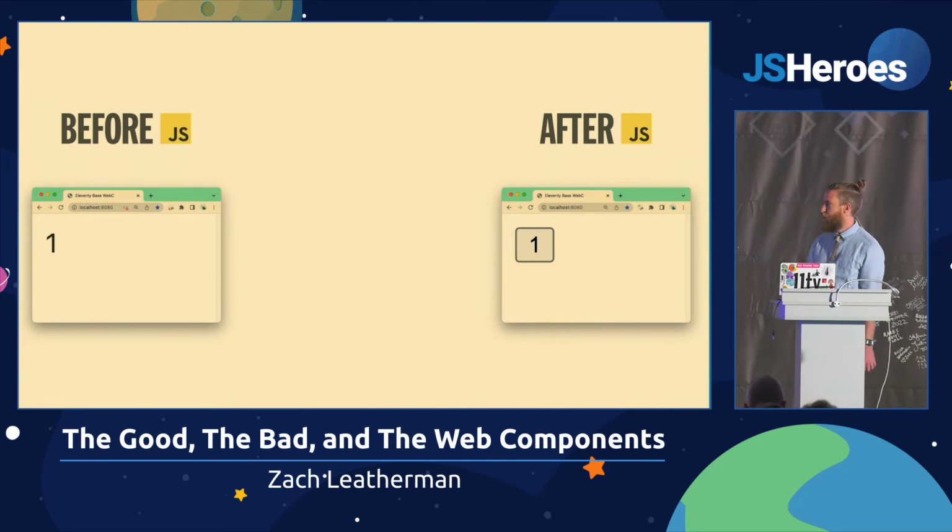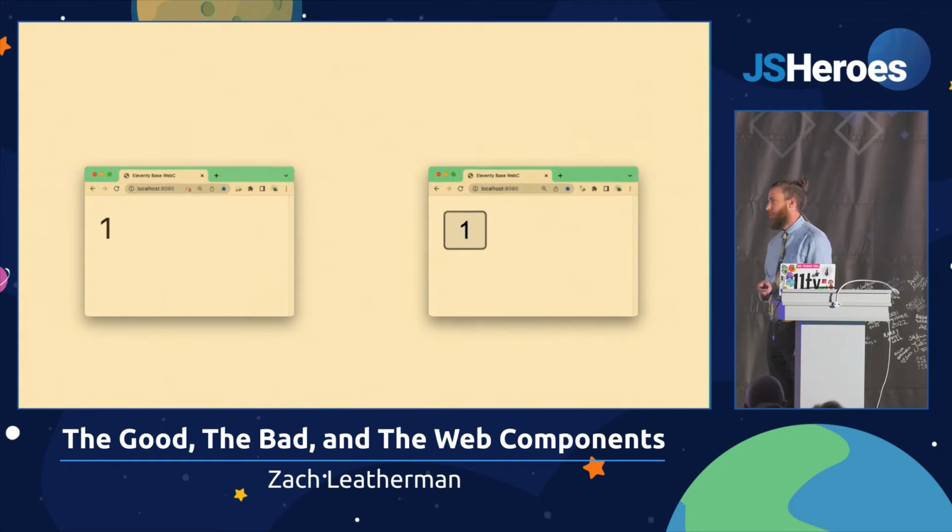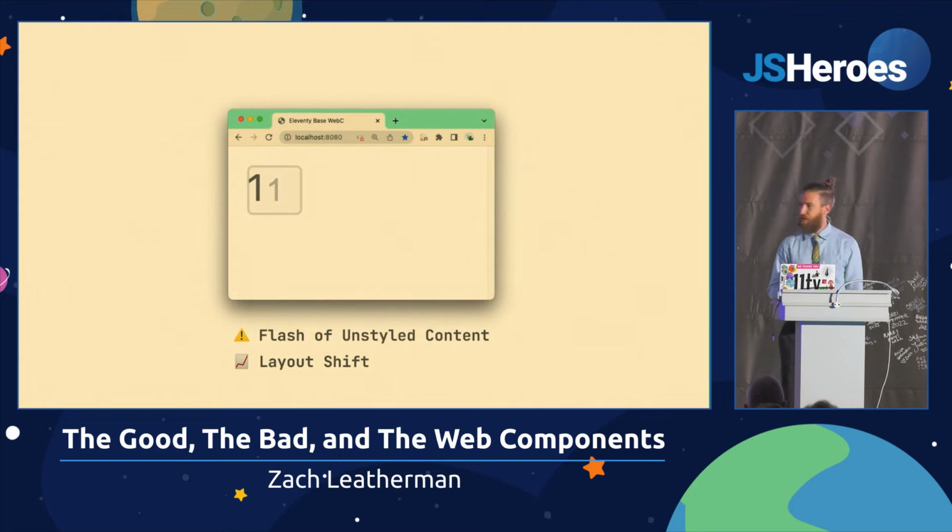Now going back to our before and after JavaScript examples here, you can kind of see that there is layout shift here, right? Because we've introduced a JavaScript dependency on our template content, JavaScript is required to modify the DOM in that way. So we get layout shift, which is a problem when we're evaluating the web vitals of a page.